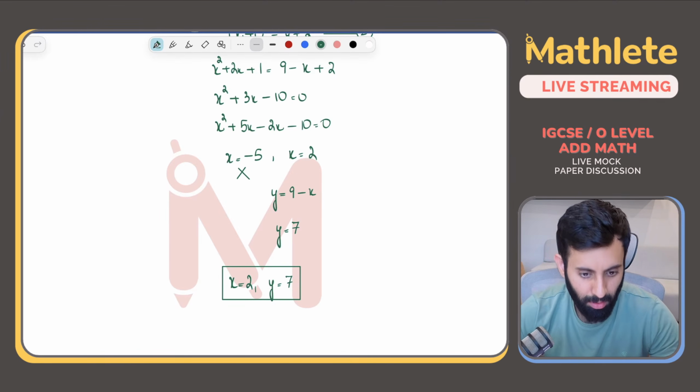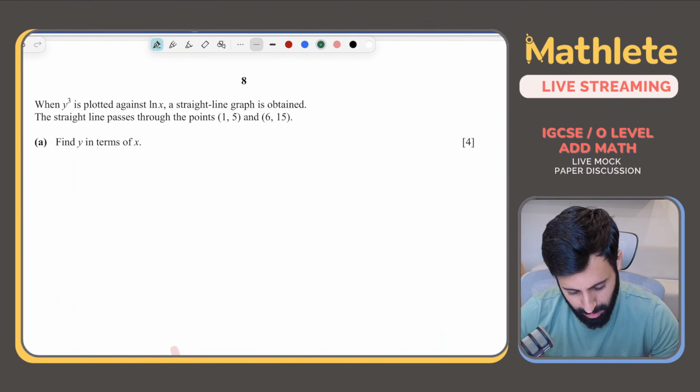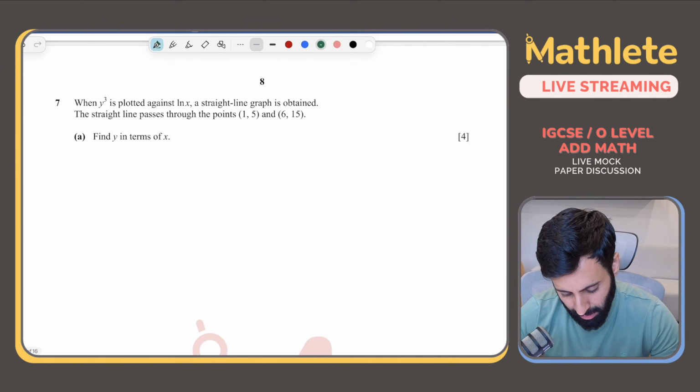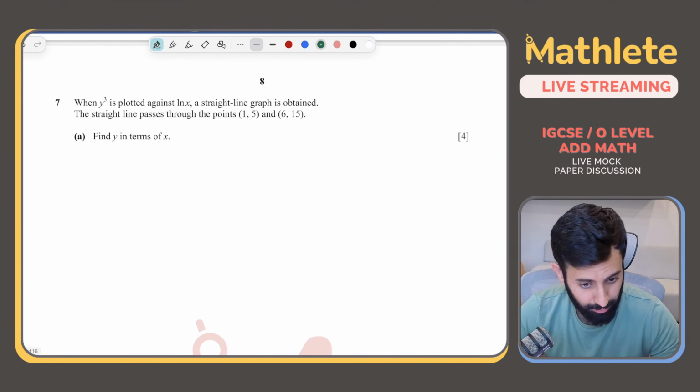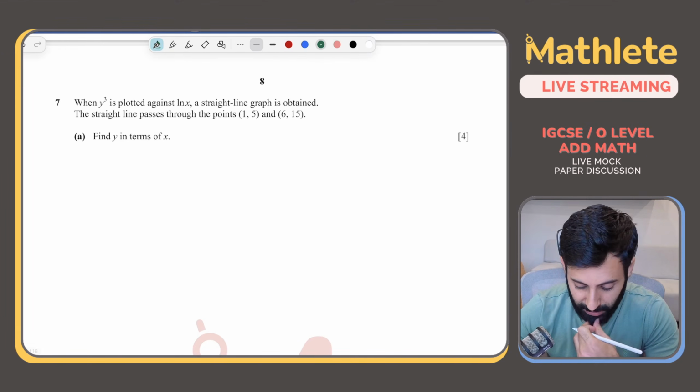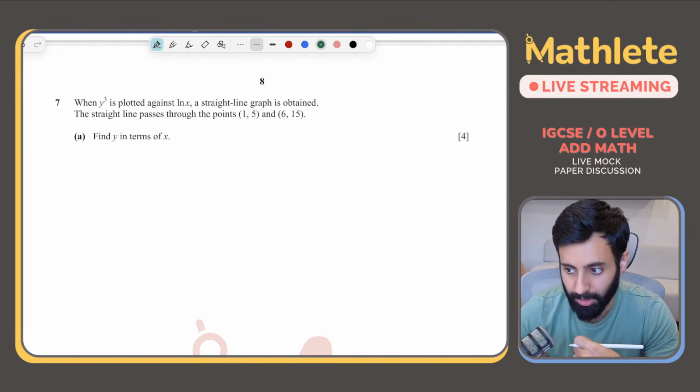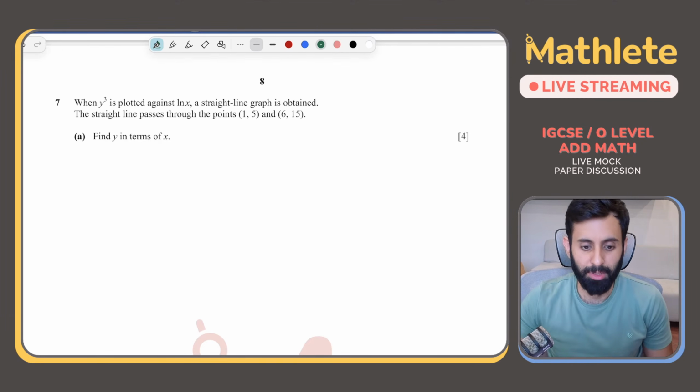Okay, question number 7. When y cube is plotted against ln x, now notice that this is a linear transformation. This is basically the linear law, coordinate geometry. We also call this linear transformation of data.